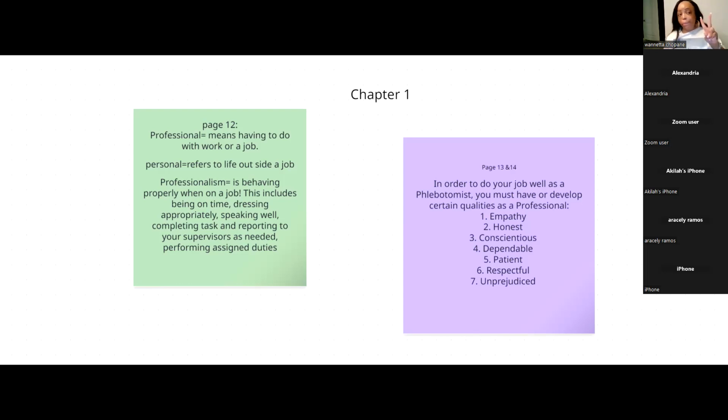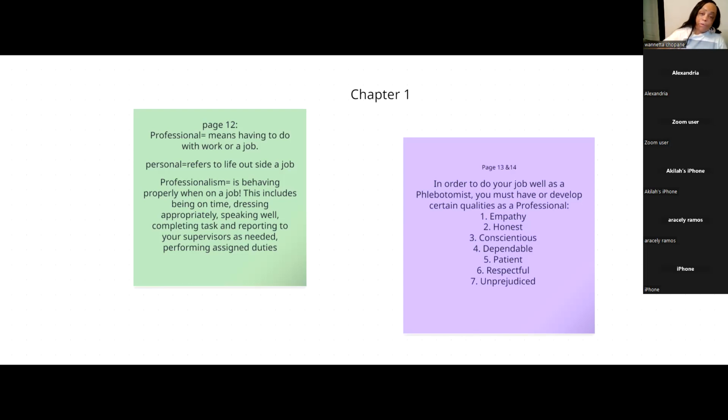Okay. Number 2, you want to be honest. An honest person tells the truth and can be trusted. Patients need to feel that they can trust the people who care for them. Employers count on truthful records of care provided.